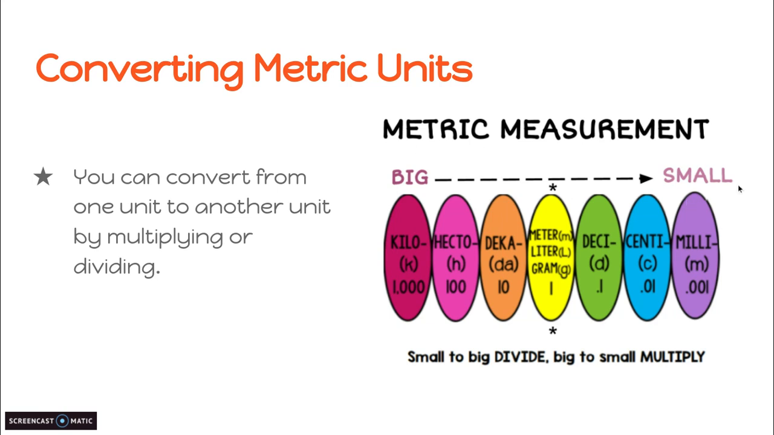If we're starting at the small, milli, and we're working our way to the left, the bigger prefixes or the bigger units, we'd be going from small to big, which means we would have large arms. So we'd be dividing for our big line, or we would be making our number smaller.